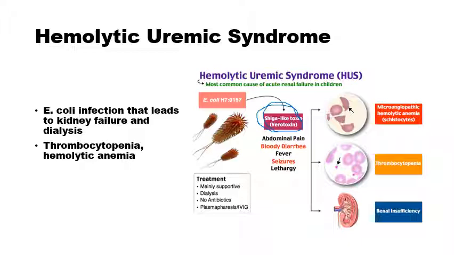What we're going to see in these clients is thrombocytopenia and hemolytic anemia. So they're going to have cells that are breaking up, so hemolytic anemia, so their red blood cells are broken, and then thrombocytopenia, so their platelets, and then renal insufficiency, so they're going to end up in renal failure.